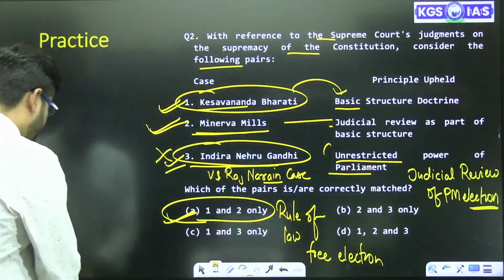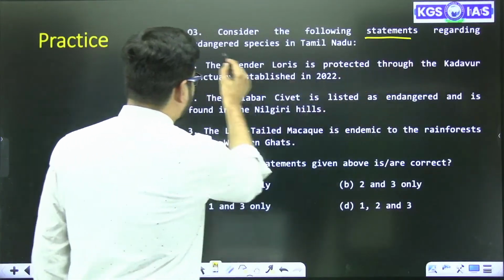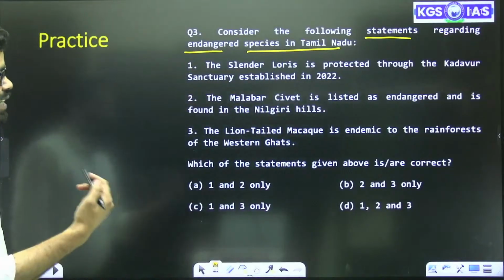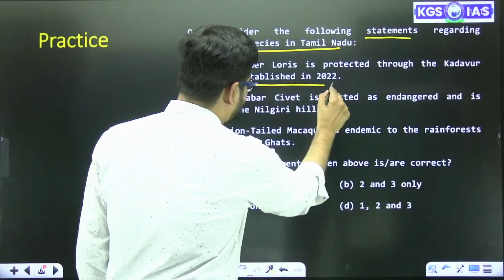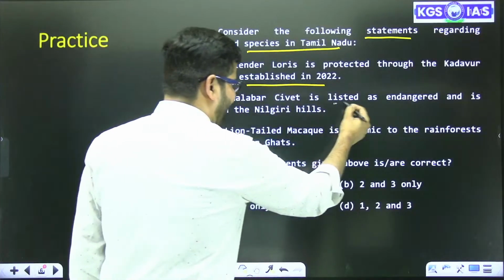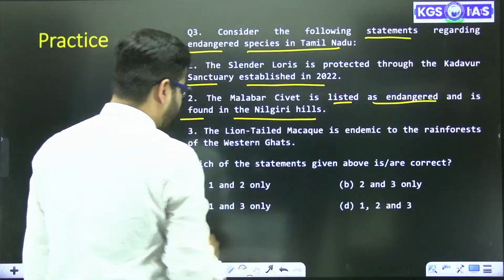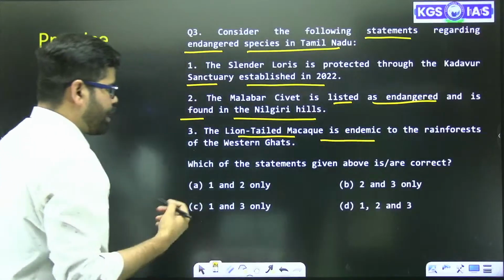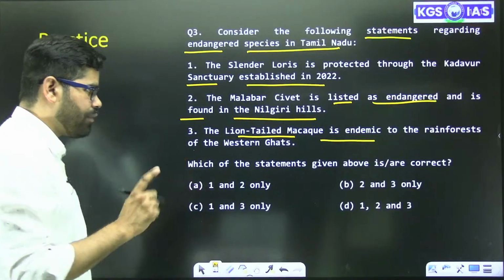Okay. Now coming to the third question, consider the following statement regarding endangered species in Tamil Nadu. The slender loris is protected through Kadavod Sanctuary established in 2022. The Malabar civet is listed as endangered and it is found in the Nilgiri Hills. The lion-tail macaque is endemic to the rainforest of the Western Ghats. So which of the statements given above are correct?